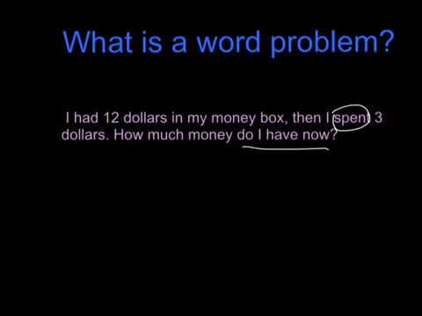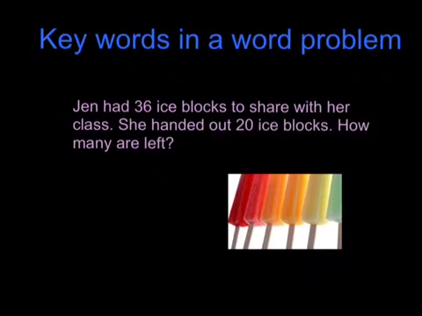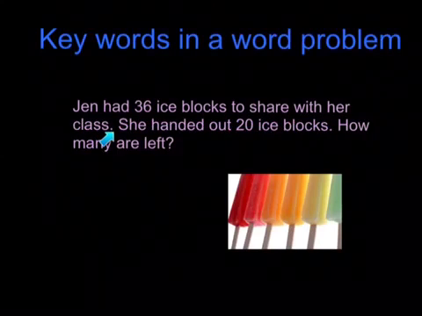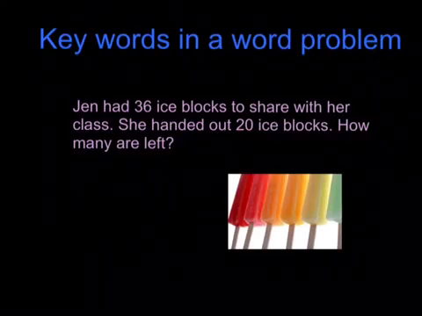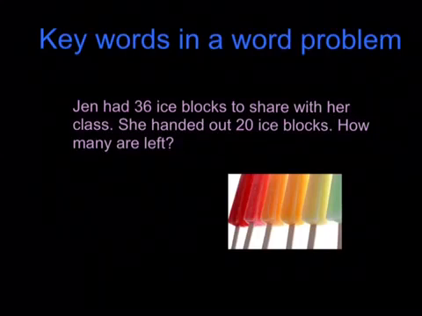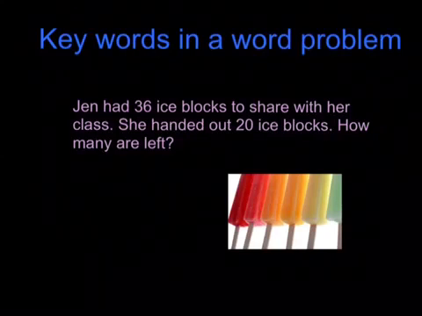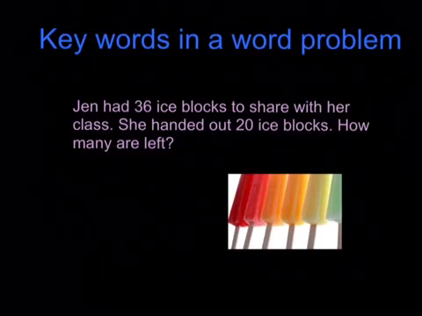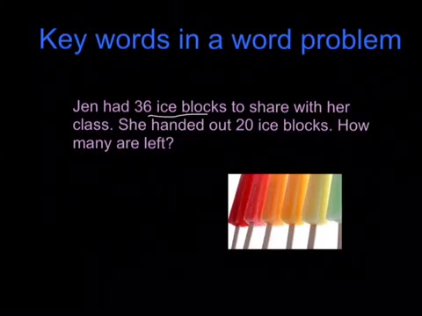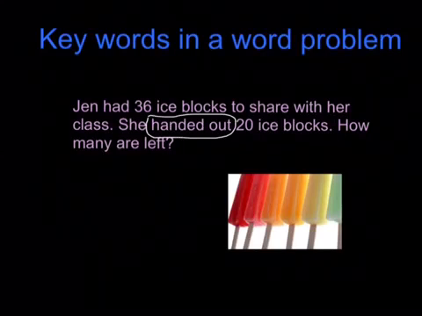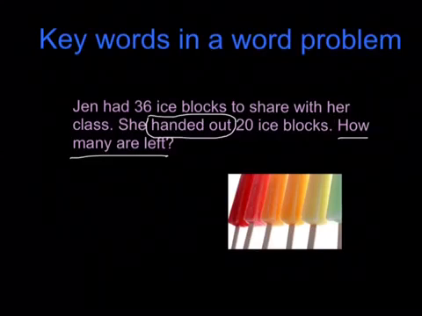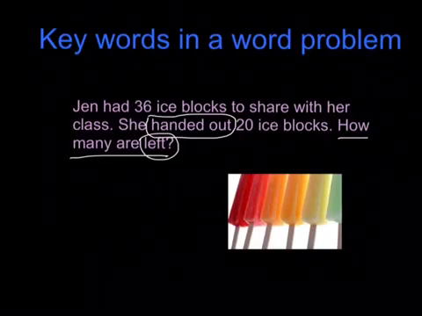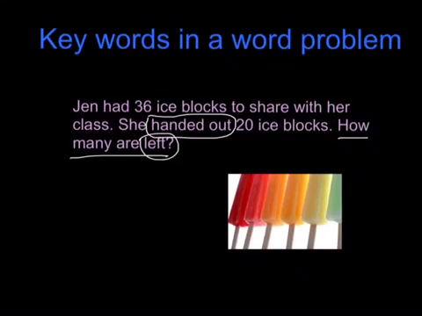Okay, let's have a look at language. Some of the key words in this word problem here. Jen had 36 ice blocks to share with her class. She handed out 20 ice blocks. How many are left? Let's go through and circle some of the key words in this word problem. So we know that if she's handed some out, she's going to have less than what she started with. How many are left? Left is another word that tells us that we're going to do subtraction. We're going to do a takeaway.